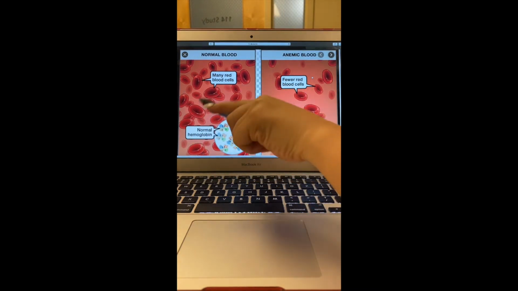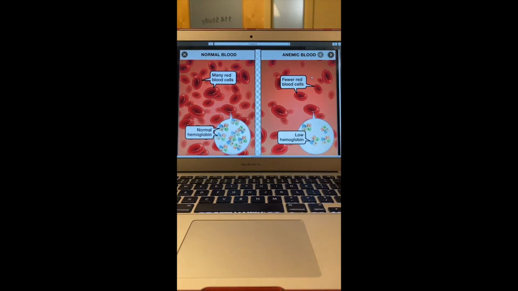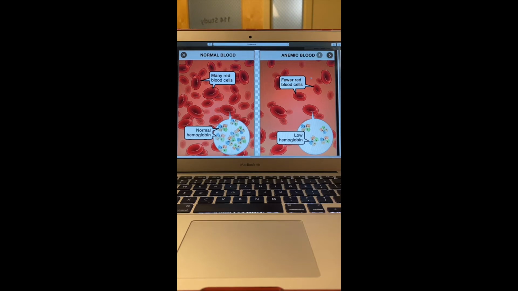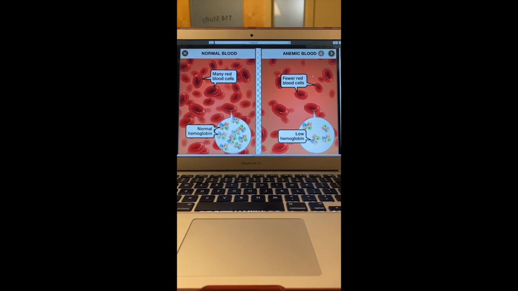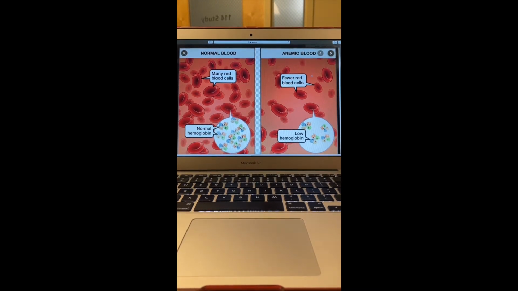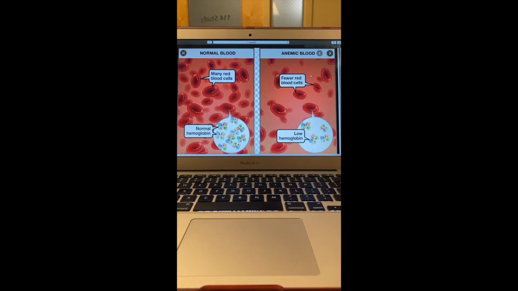There are many more in normal blood than there are in anemic blood. And so because of that, there are fewer cells that carry oxygen to your body's tissues, and this can cause muscle weakness and muscle pain and aches that are all typical symptoms of iron deficiency. The muscles do not have enough energy to function properly.